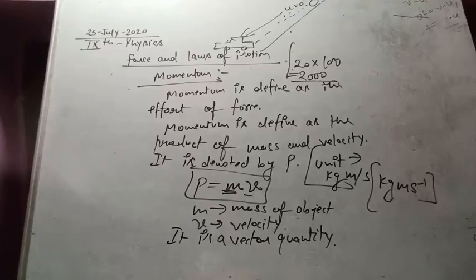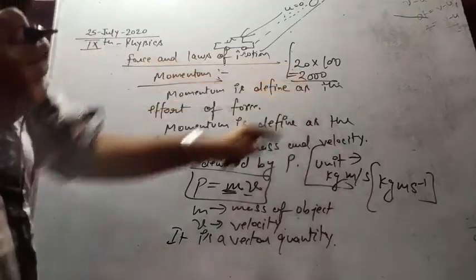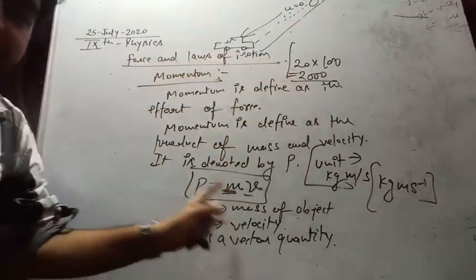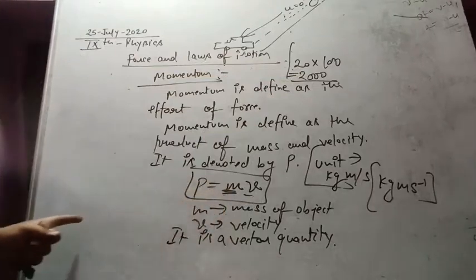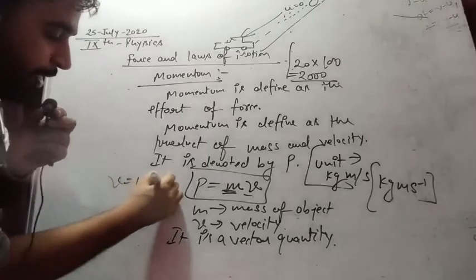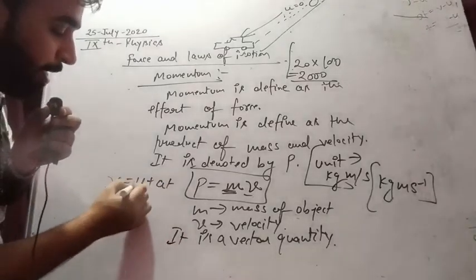Because I already have told you that momentum is the product of mass and velocity. Mass we already have, and we want to create a very high velocity. That's why we are coming in backward direction. And we already know v is equal to u plus at.